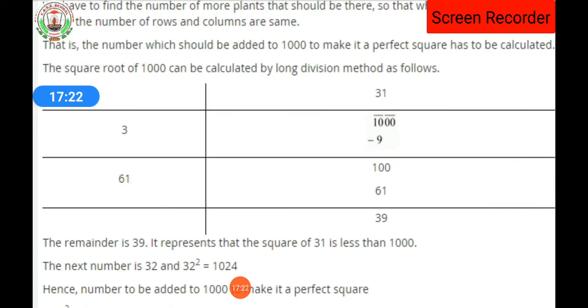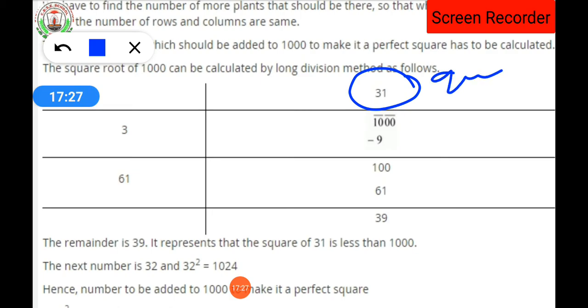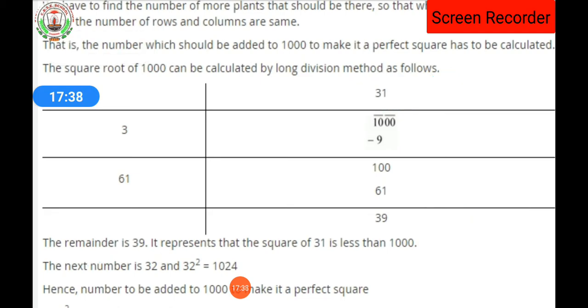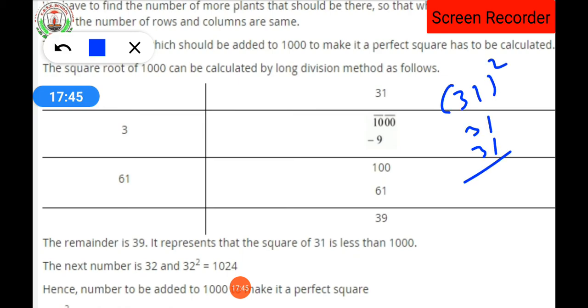1 will be placed at the top. So what is the quotient we are having here? Quotient is 31. Remainder is 39. Now we can say that the remainder is 39, and we know that quotient is 31. So when you are going to have the square of 31, that means 31 will be multiplied with 31. So 1 3 1, 3 3 9. So here we are having this.